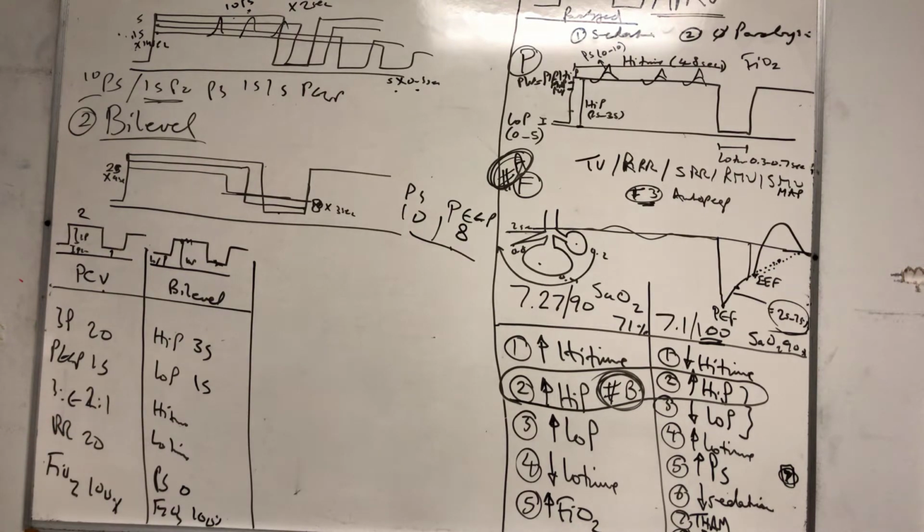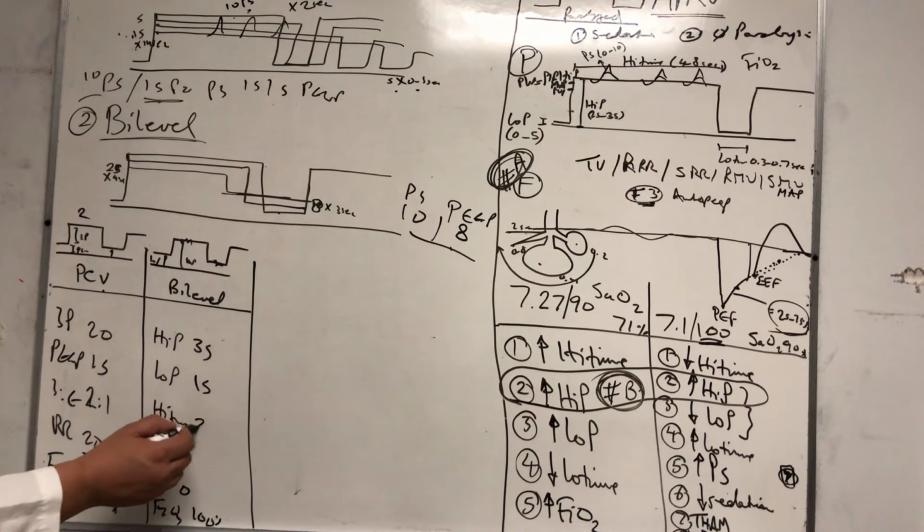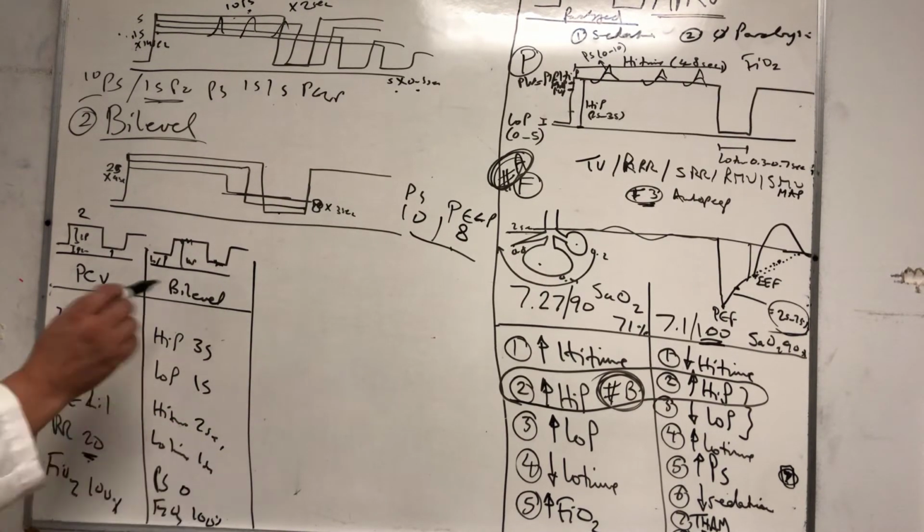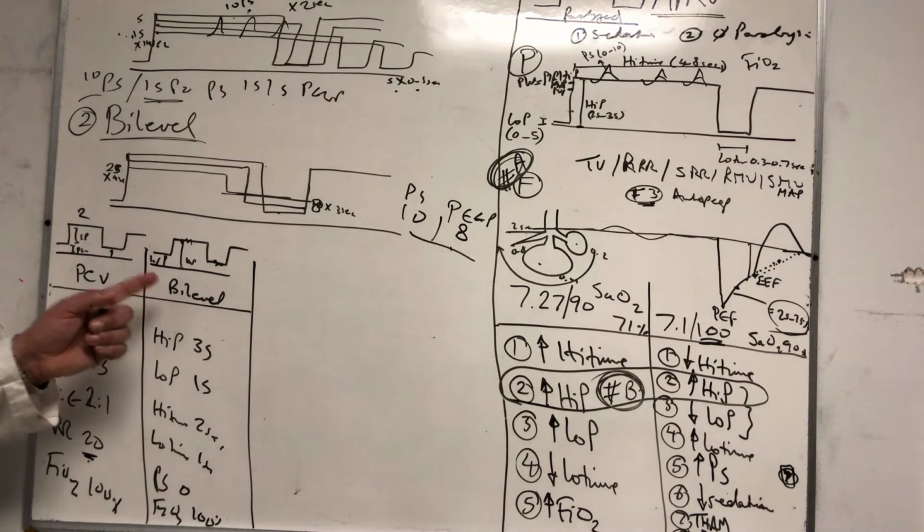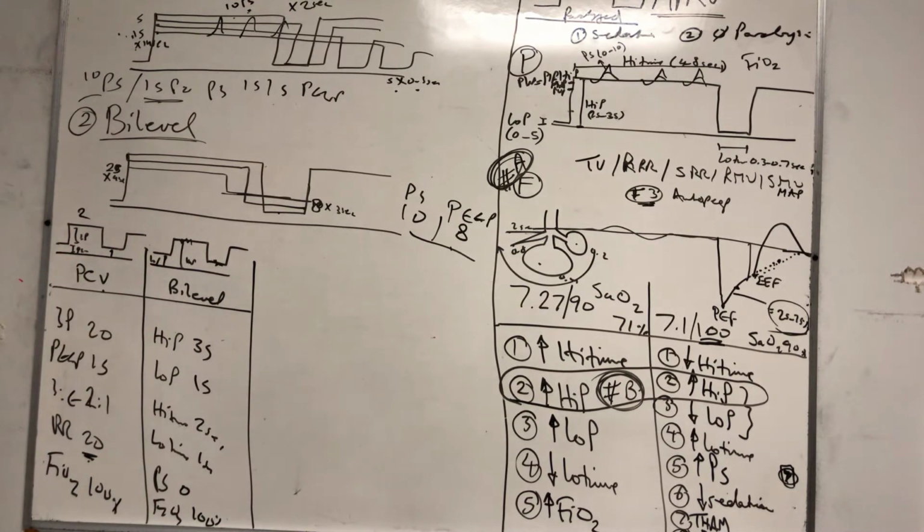Okay, now high time and low time? It depends on the respiratory rate, right? With a respiratory rate of 20, that's 3 seconds per breath, so this is 2 seconds, and this is 1 second. So you have the same mode of ventilation now with the advantage: no need for paralysis, the patient will breathe on his own.